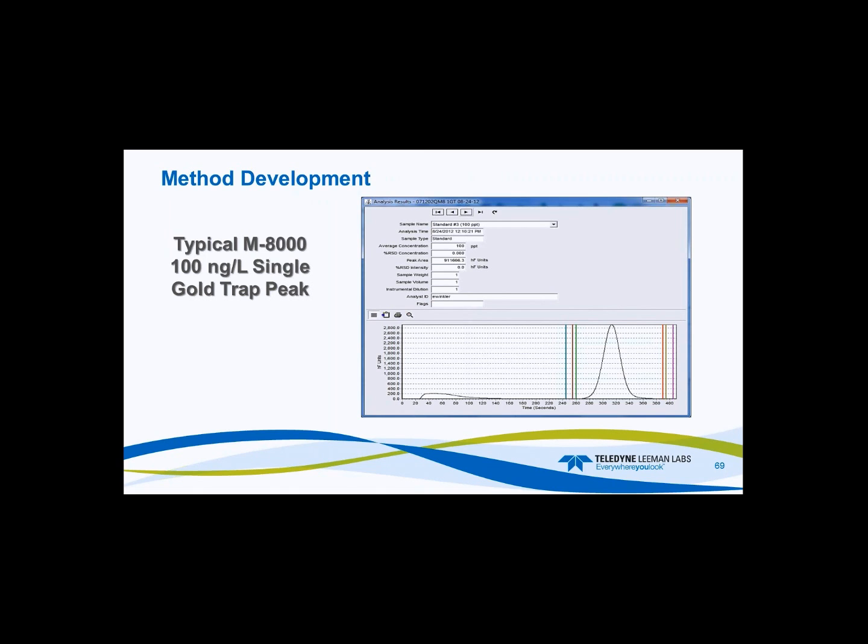So this is a typical 100 nanogram per liter peak. This is what it would look like in gold trap. So here in the front part of this peak, you see this little bump up. That's real time. So we monitor it in real time, and then we run a cut time where it switches the valves. So this real time allows us not to load any air on the gold trap.